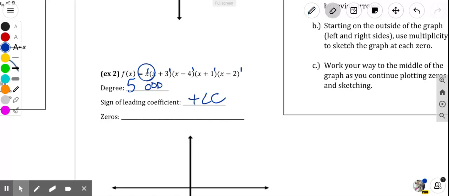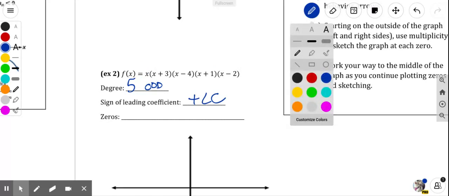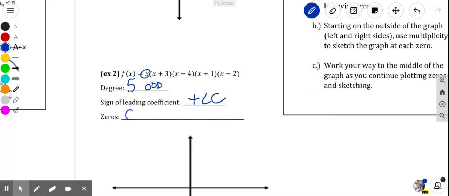Okay, let's do our zeros. These are all multiplicity 1. Remember, just an x in the front here, that's a 0 of 0, multiplicity 1. This one is -3, multiplicity 1. This one is 4, multiplicity 1. This one is -1, I'm just doing the opposite sign, multiplicity 1. And then 2, multiplicity 1. So those are all your zeros and their multiplicity.